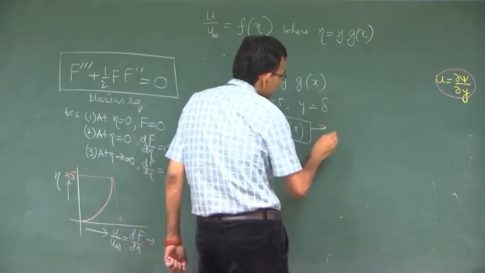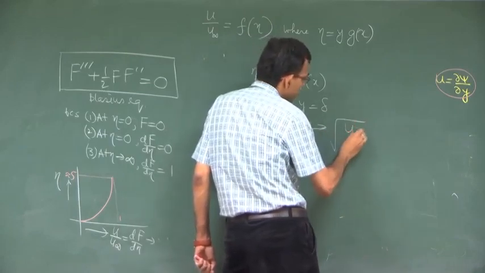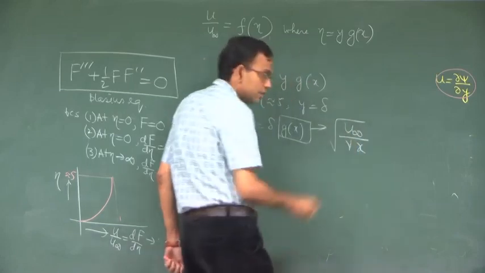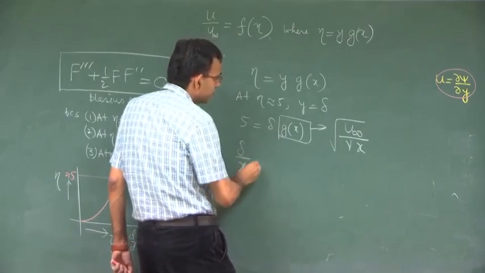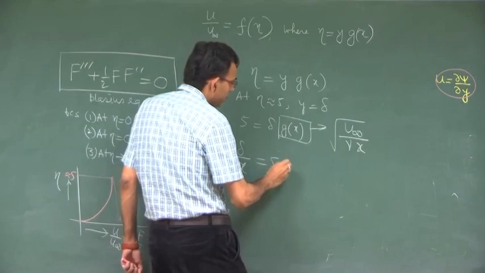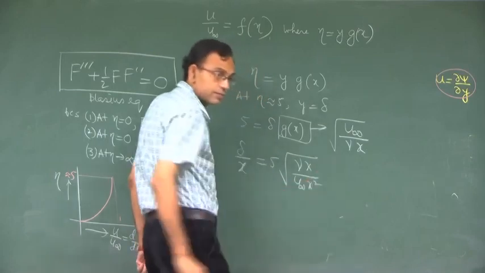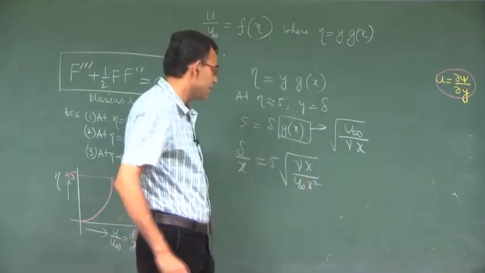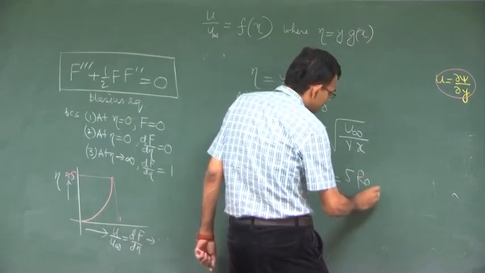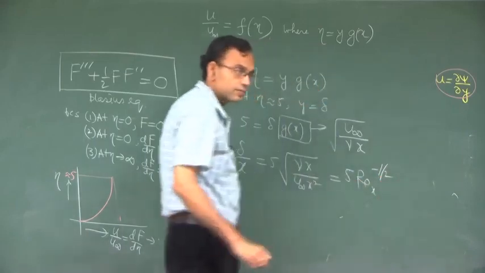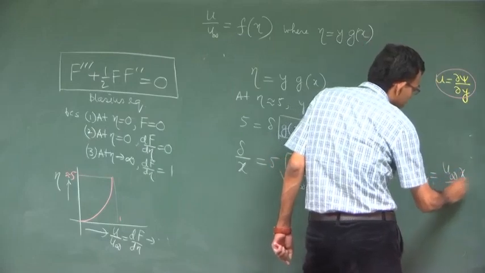What is g x? Square root of u infinity by nu x. So, you can write delta by x is equal to 5 into square root of nu x by u infinity x square. This x will bring it x square. This is nothing but 5 into Reynolds number to the power minus half, where Reynolds number is u infinity x by nu. This is local Reynolds number.